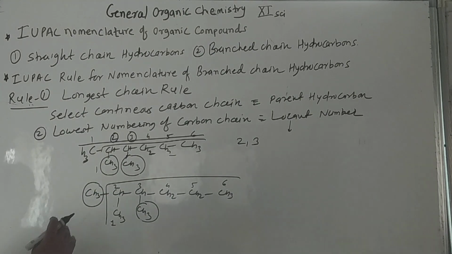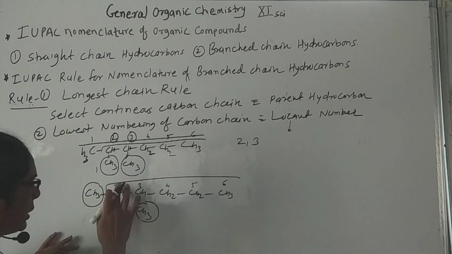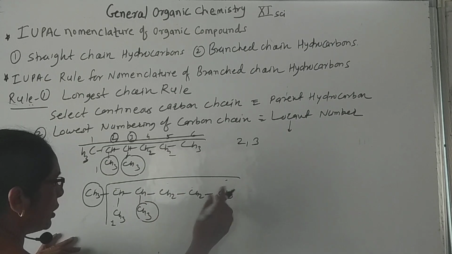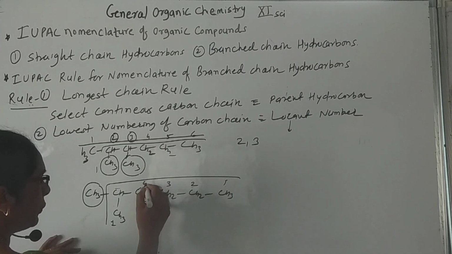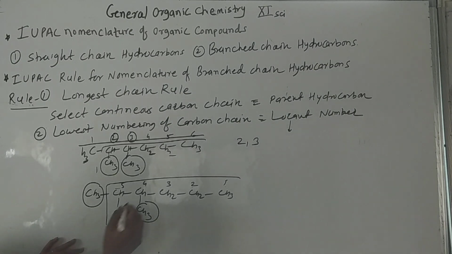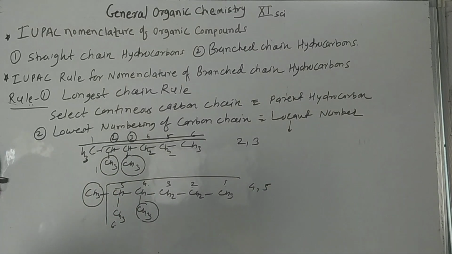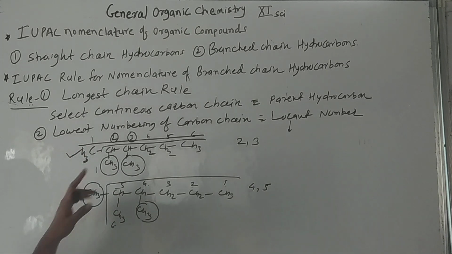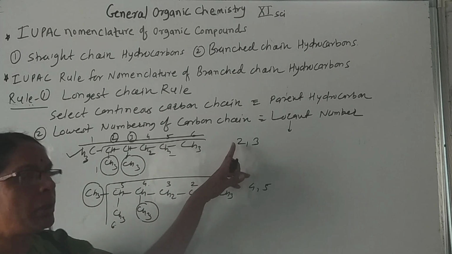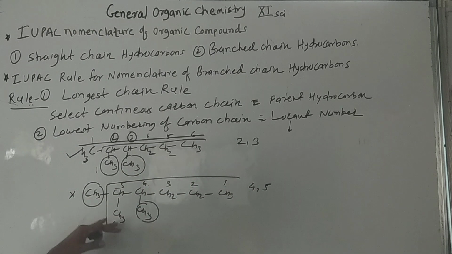As I give the numbering from this side, it has locant numbers 2 and 3. But suppose I give the numbering to this chain from this side: 1, 2, 3, 4, 5 and 6. What happened here? Now the alkyl groups have the numbers 4 and 5, so the locant numbers are 4 and 5. I have to write the numbering in such a way that I get the lowest possible numbers. So the lowest possible numbers are 2 and 3. This is not the lowest possible number, so numbering from this side is wrong.